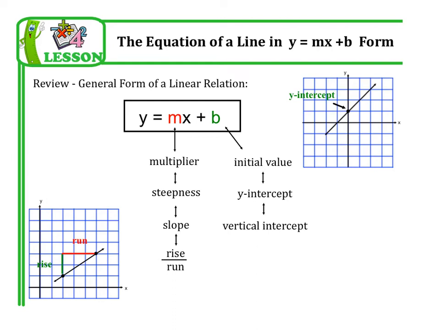We have been doing a lot of work with the equation of a linear relationship, y equals mx plus b, and then graphing the line that represents the relation. We know that in this equation, the m stands for the slope of the line, and that the b in the equation stands for the y-intercept of the line, so where the line crosses the y-axis.